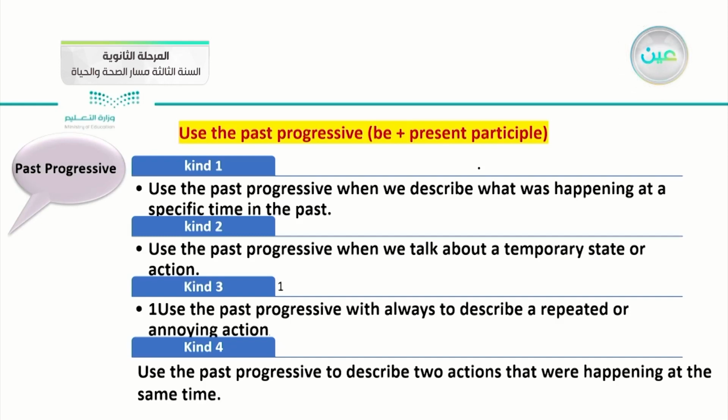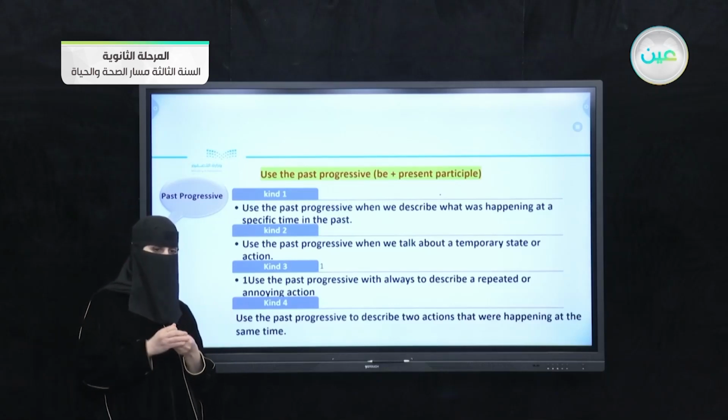Kind 4, use the past progressive to describe 2 actions that were happening at the same time. So we can apply that if we have 2 actions that happen at the same time and we want to express that, we can use the past progressive.